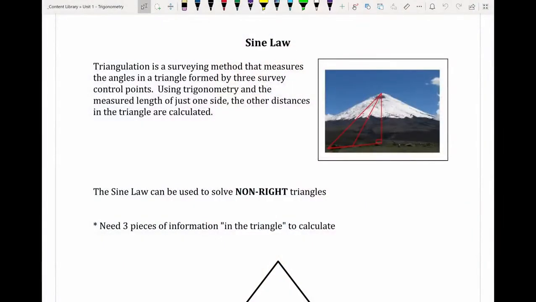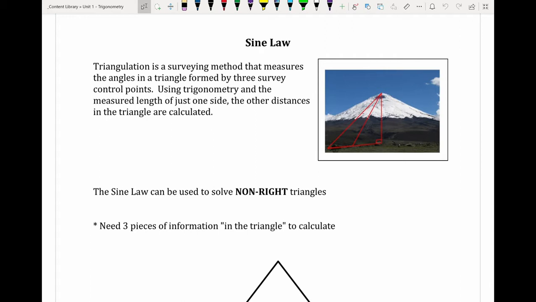In today's note, we are going to be moving away from right angle triangles and dealing with non-right angle triangles. So we can still use trig with non-right angle triangles, however, we have to use something different. And what we're going to learn today is the sine law.